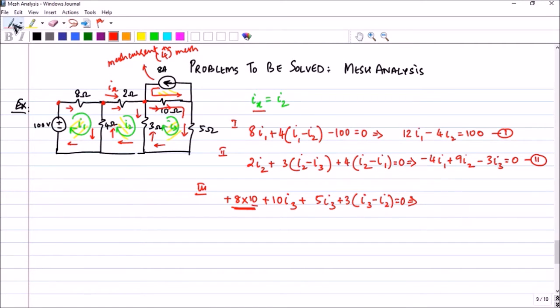This is minus 3 I2. All right, and you get 10, 15 and 18. So plus 18 I3 equal to minus 80 here. In case you forgot to write this 8 into 10, you will get 0 here and you will end up getting a wrong result. So what you have to do is take your calculator, plug in these three equations and you can find the value of I1, I2 and I3.